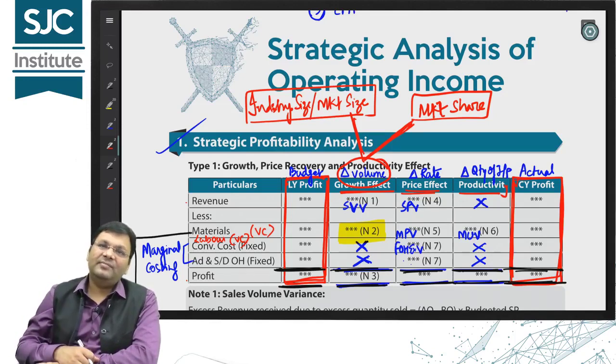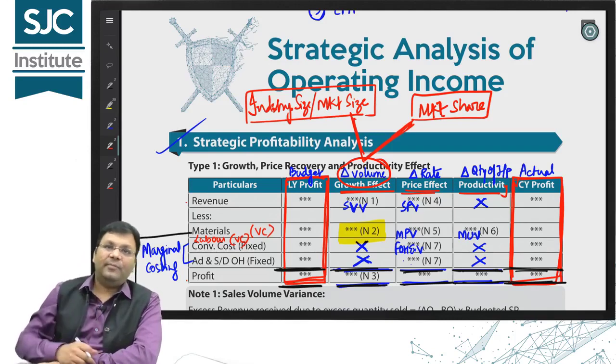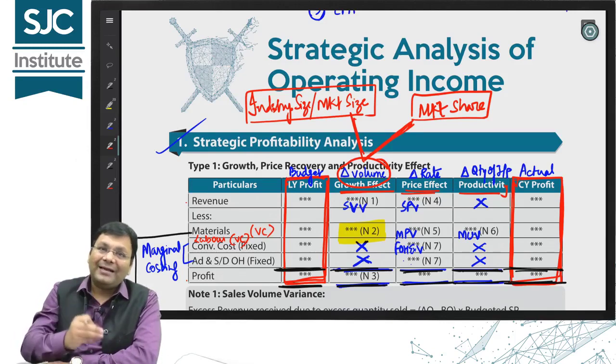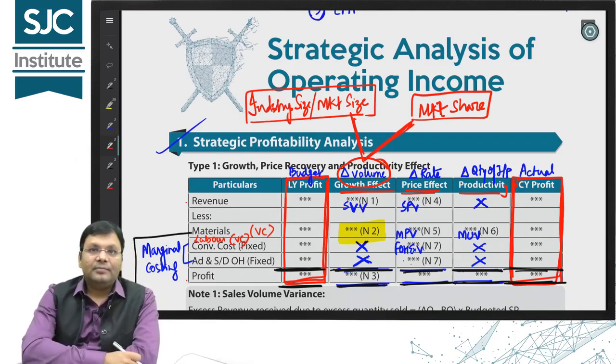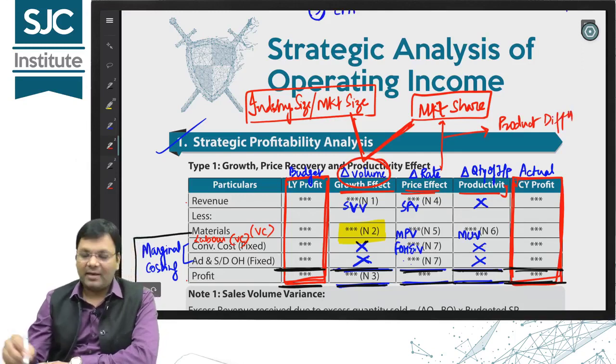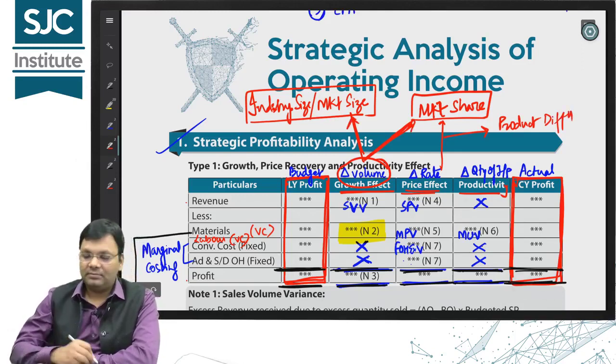Product differentiation means improving the quality of the product. Now to improve the quality of the product, you need to buy your resources at a higher price, and then you can also sell it at a higher price if you want. So we say when market share and price effect are combined together, the total is called the product differentiation effect. Product differentiation effect is market share plus price effect.